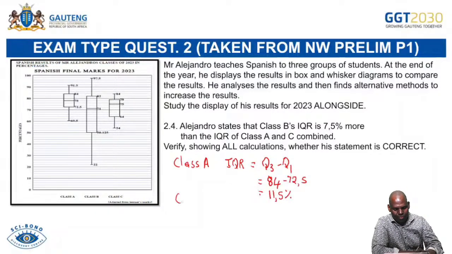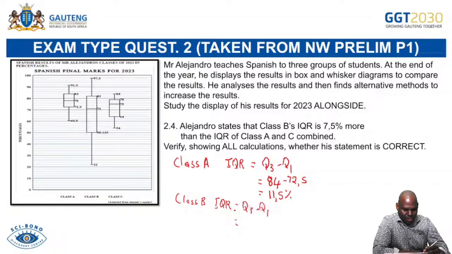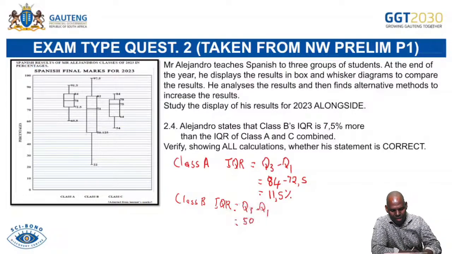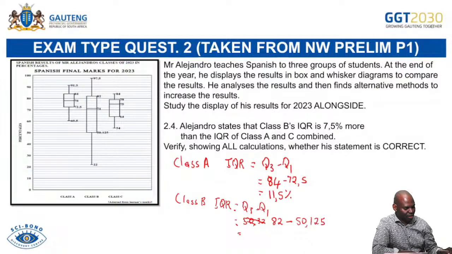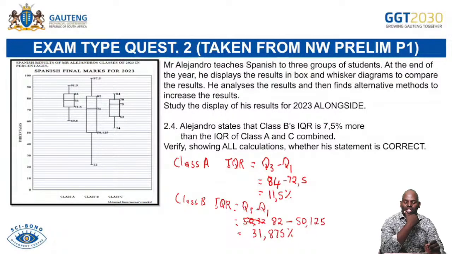Then I go to class B. For class B's IQR, we still use the very same formula, Q3 minus Q1. Quartile 3 must be 82, and then I subtract quartile 1, which is 50.125. Using my calculator, 82 minus 50.125, I get 31.875. Remember, all these are in the form of percentages.